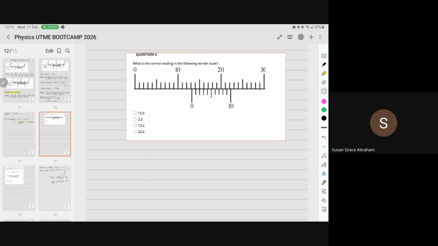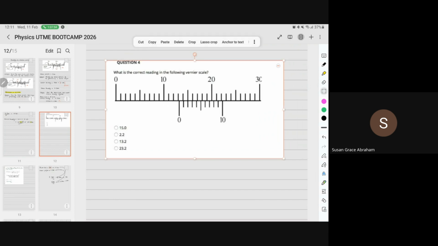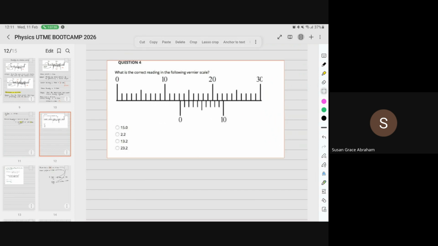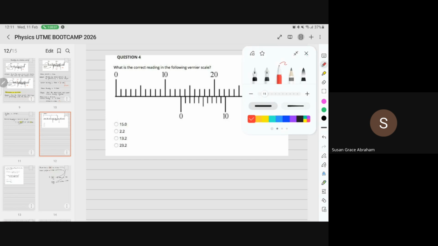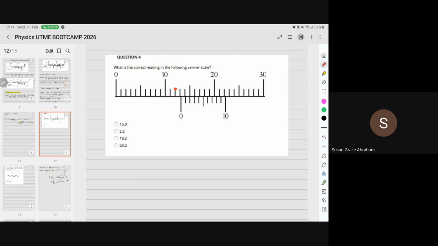They said, what is the correct reading in the following vernier scale, right? So let's do it together. What is the correct reading in the following vernier scale? So I'm going to look for that very figure just before the 0, right? So what's the number just before the 0? You can see the main scale reading is here already. So we'll have a value here, right?